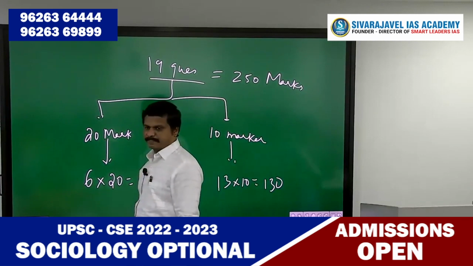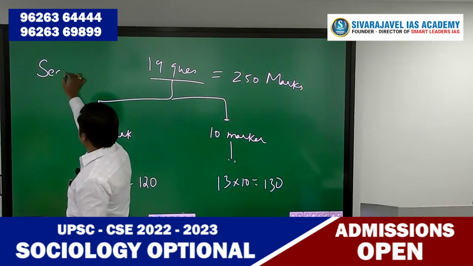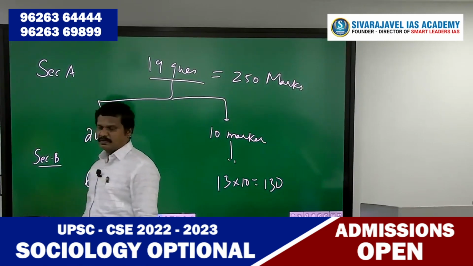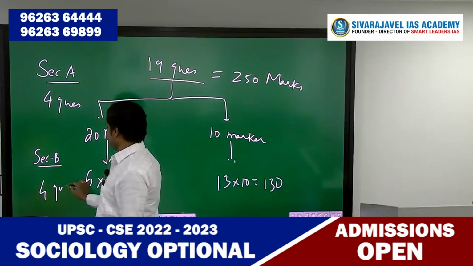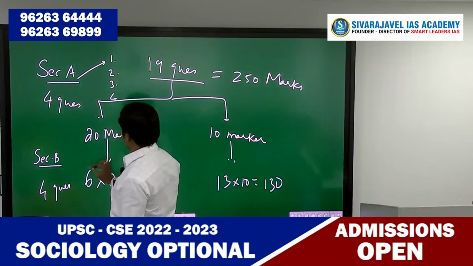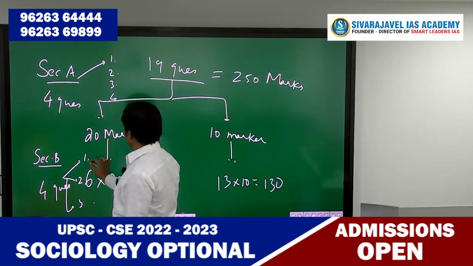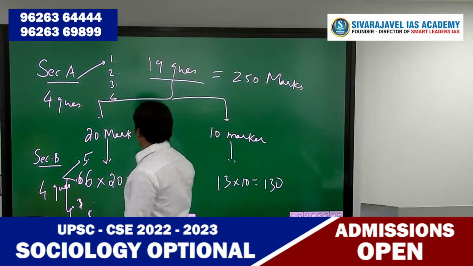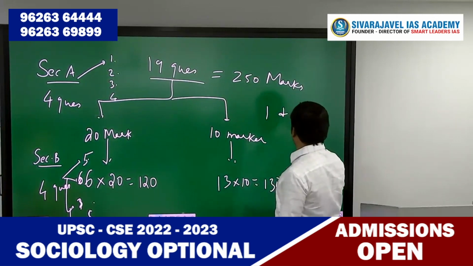As far as the question paper is concerned, there are two sections, section A and section B. 4 questions will be asked in section A. 4 questions will be asked in section B. So 1, 2, 3, 4. Otherwise 5, 6, 7, 8. So 8 questions totally are asked, but the compulsory questions are 1 and 5 compulsory.